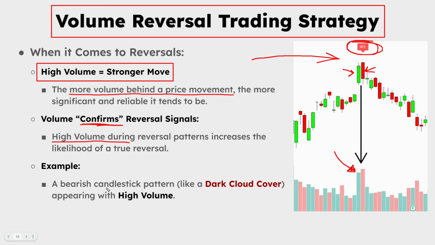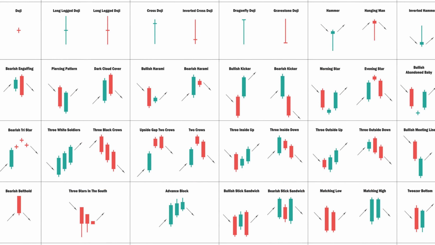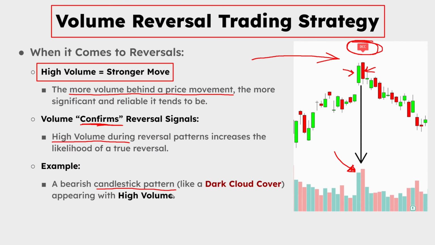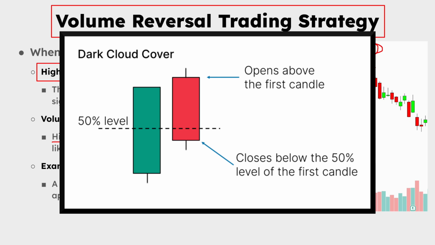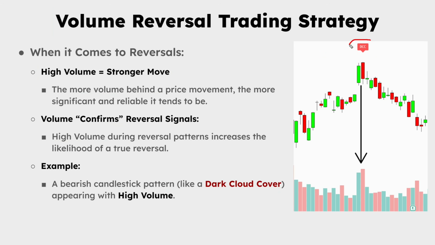So let's say we have a bearish candlestick pattern, right? Candlestick patterns are basically short formations of 1 to 5 candles that either indicate reversals or continuations. But in this case, we have a reversal candlestick pattern, which is called a dark cloud cover. And this is what DCC means, dark cloud cover.